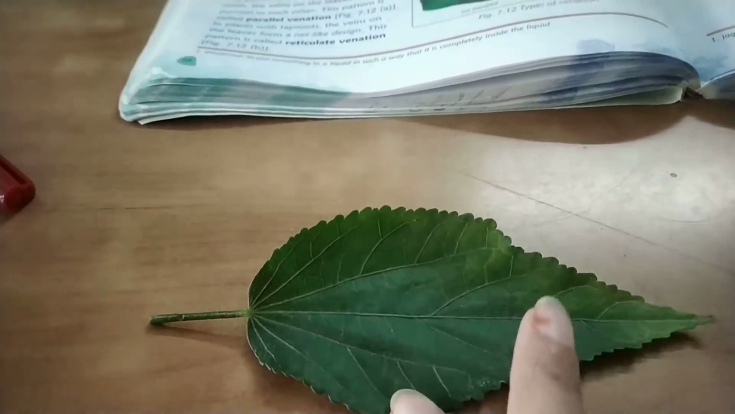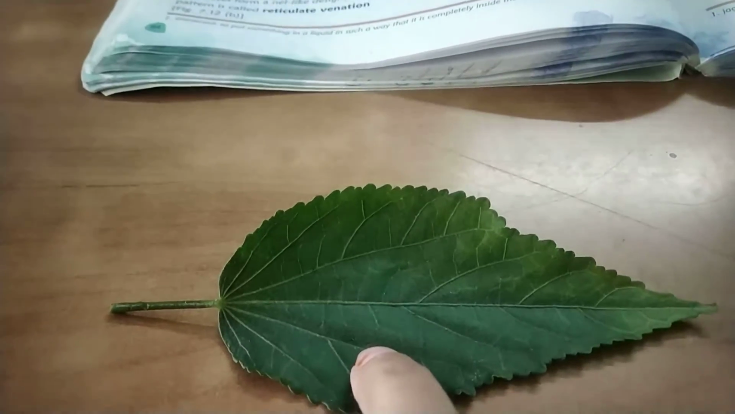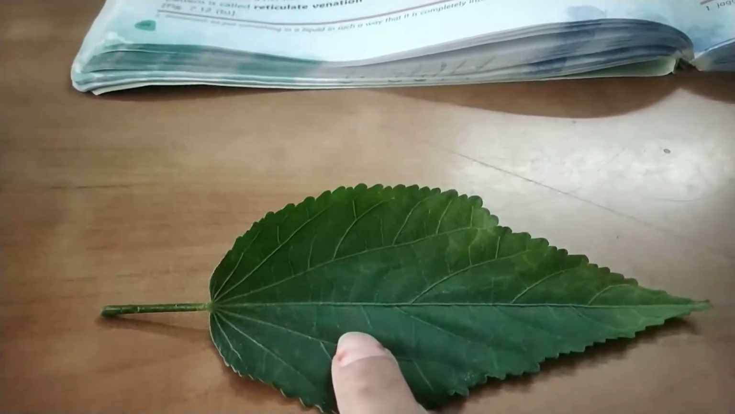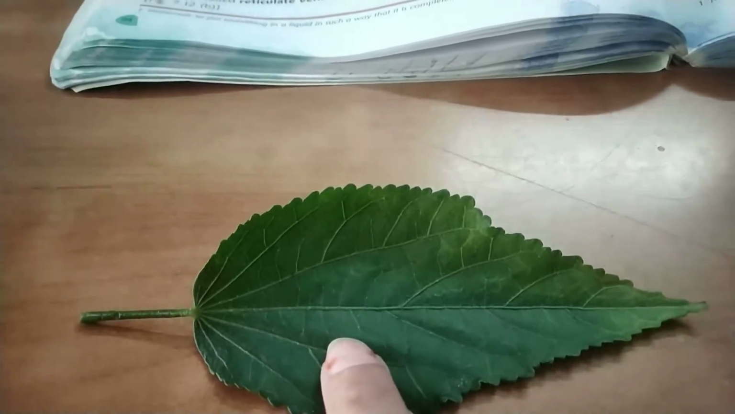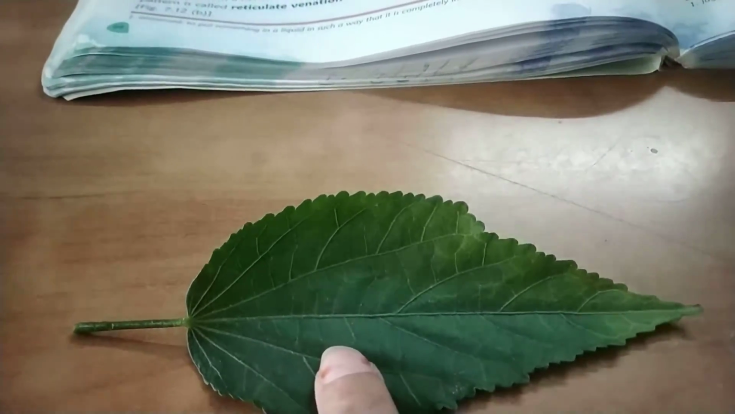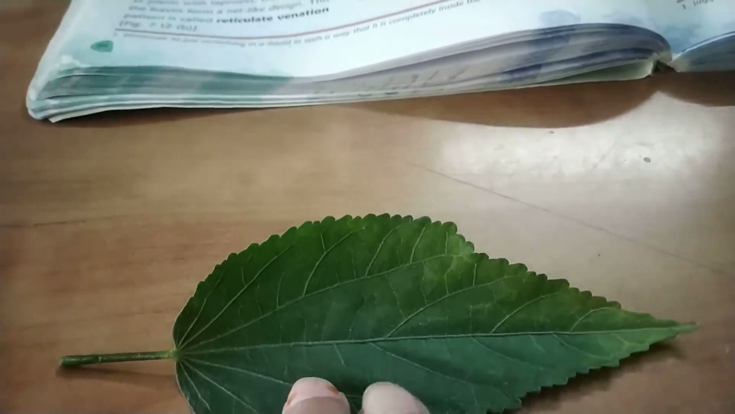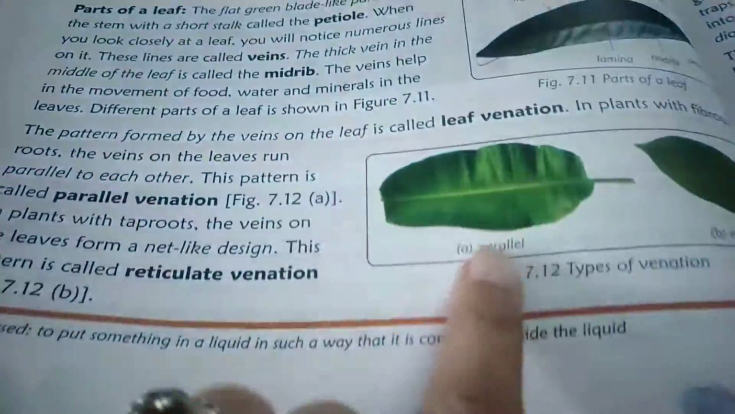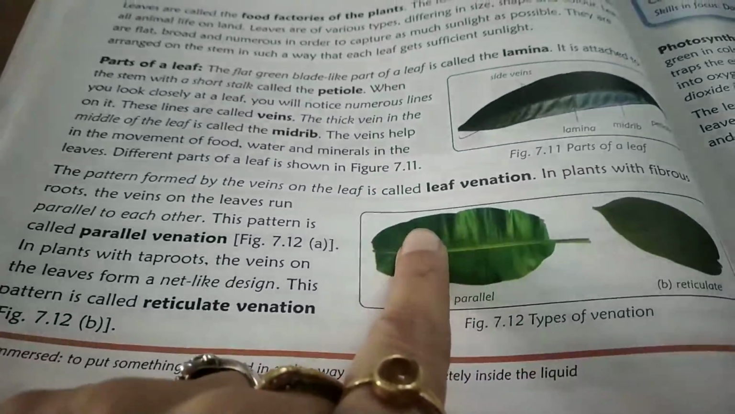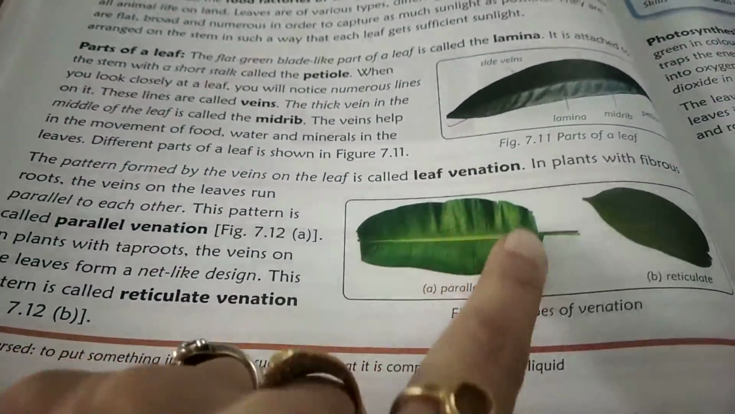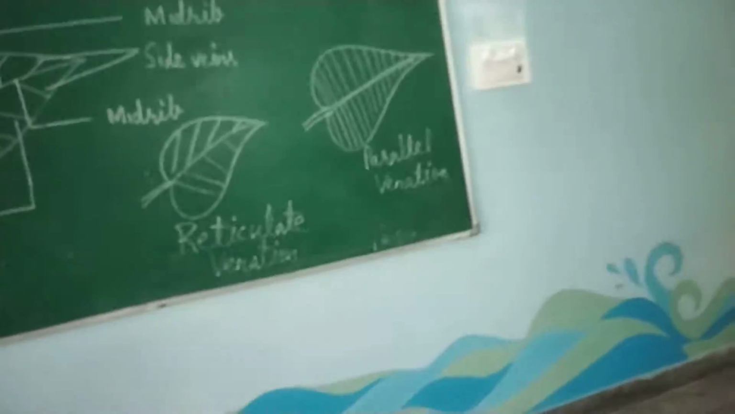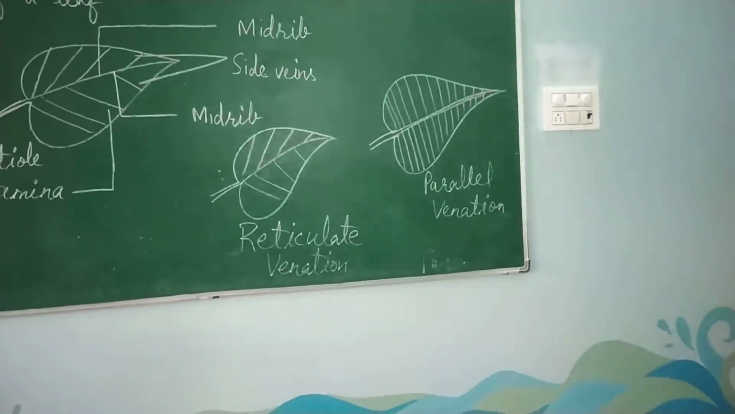You can see the numerous lines on the leaf. This is known as venation. In plants with fibrous root, which we studied in the last video, the veins on the leaves run parallel to each other. I am showing you in the book here. You can see the veins run parallel to each other. This type of venation is known as parallel venation. I have drawn it on the board also.